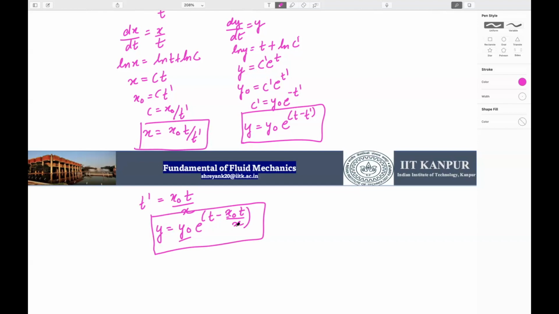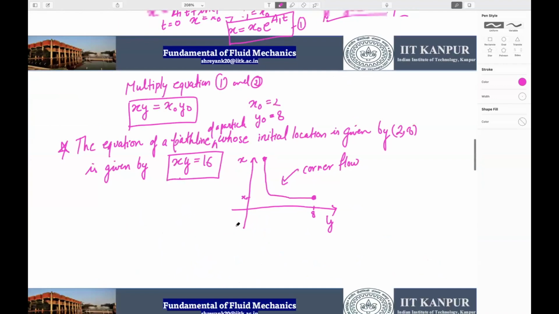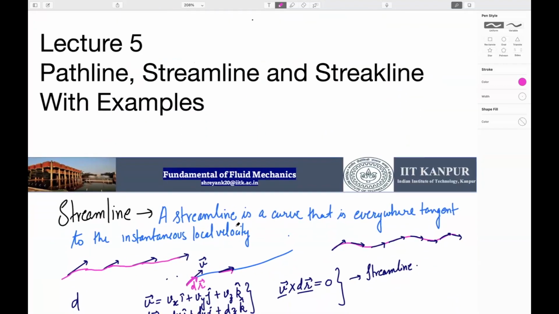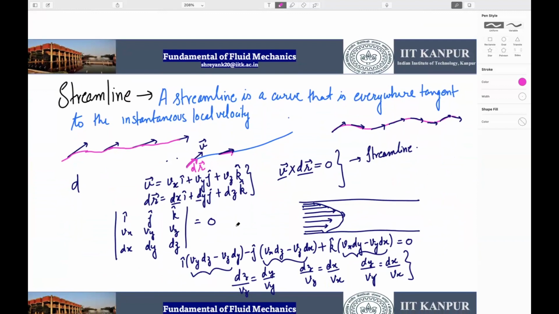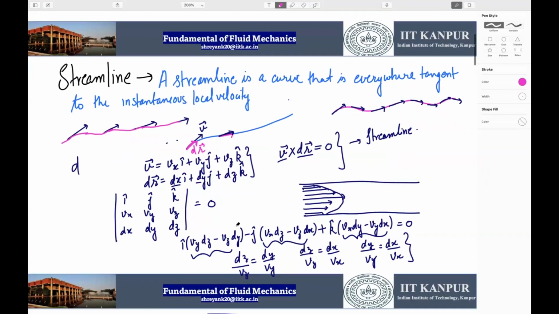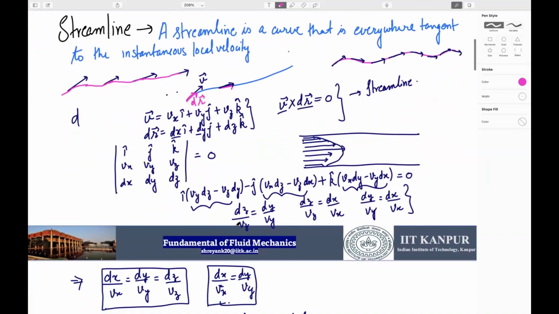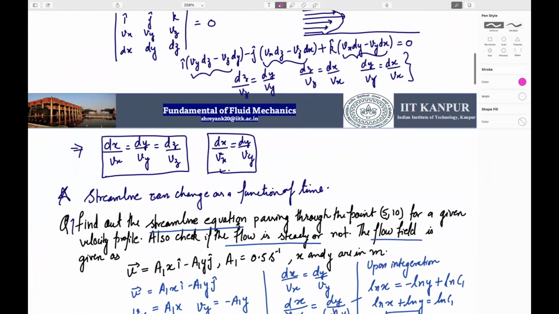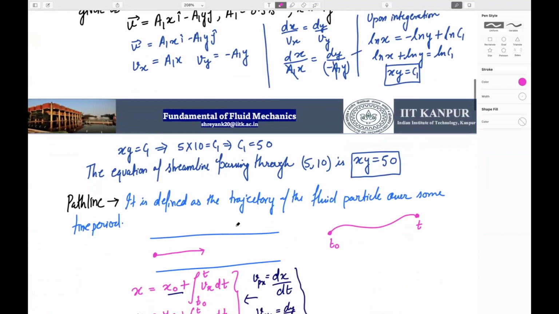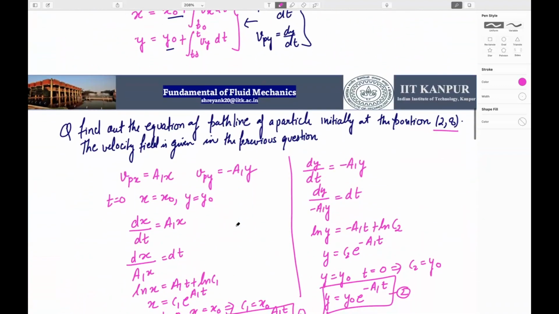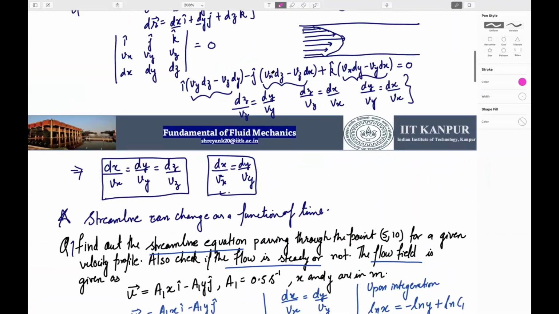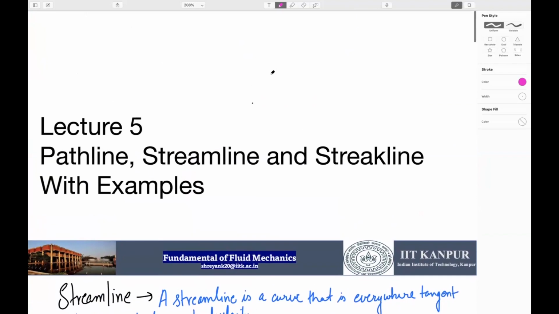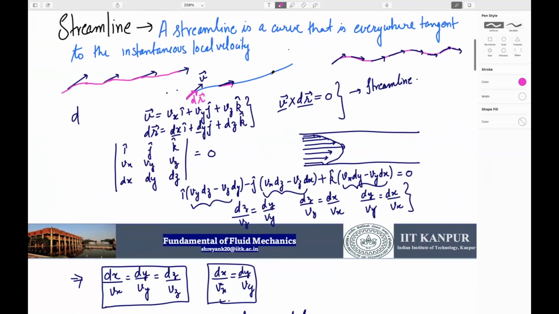So all of these are examples. I hope now pathline, streamline, and streakline are very clearly discussed. In the next lecture, we will discuss the control system, control volume, the notion of the control mass, and the equation of continuity, and we will derive it. I will try to catch up, but because of the time, I'm unable to do it now. In the next lecture we'll discuss in detail what is steady state and what is not.